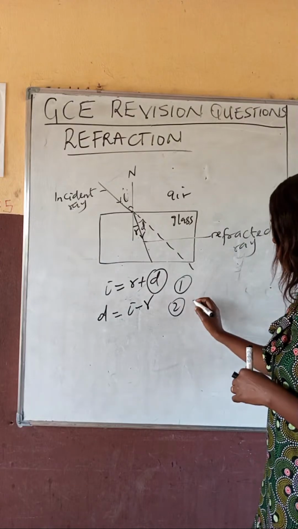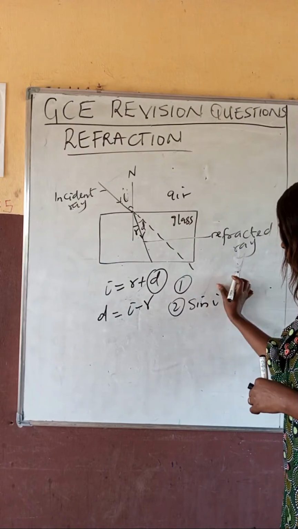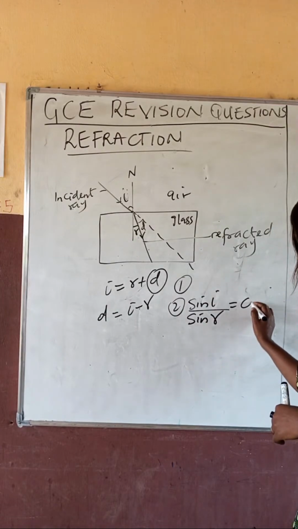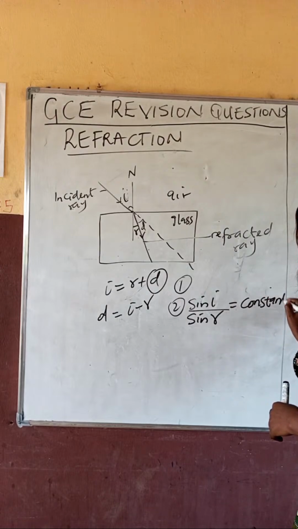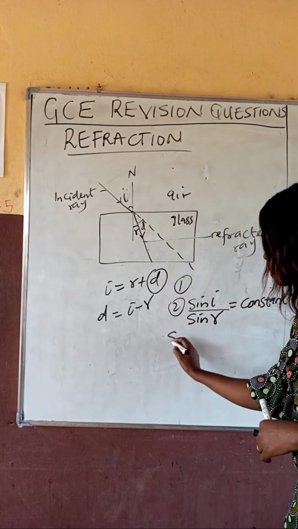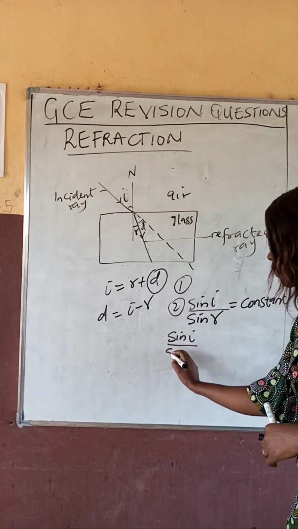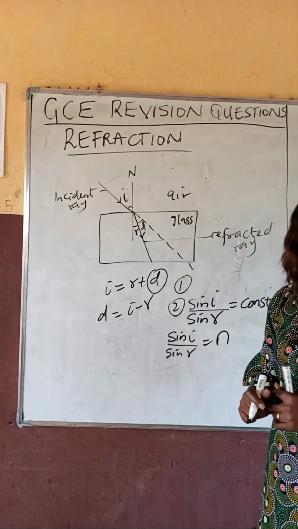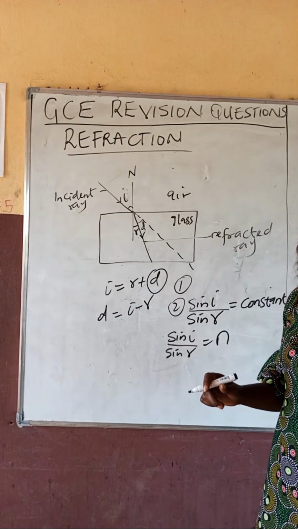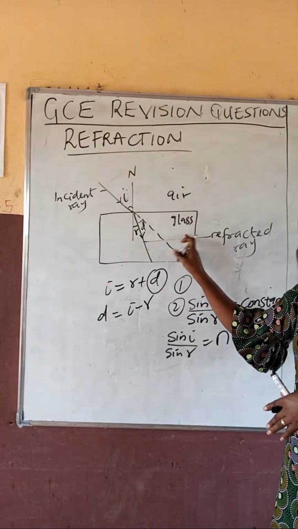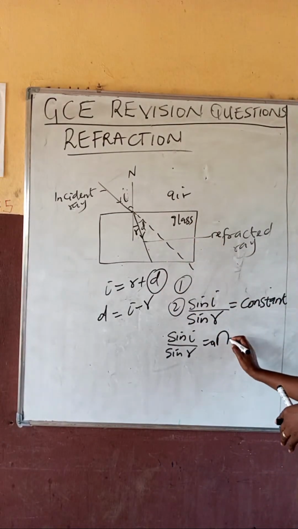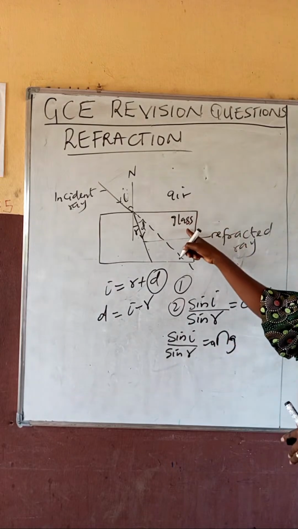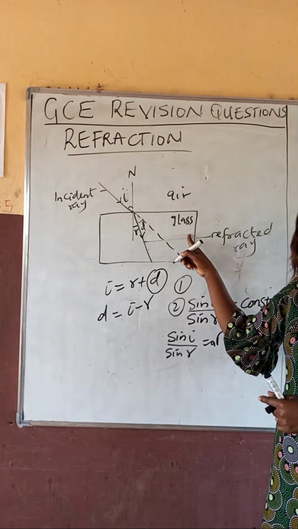Okay? That means sine I, which is the angle of incidence, divided by sine R is a constant. And what is that constant? Sine I over sine R is a constant. That constant is called the refractive index, and that is only when light is traveling from air to glass. So if I say n, I mean that light is traveling from air to glass. Is that clear? All right.